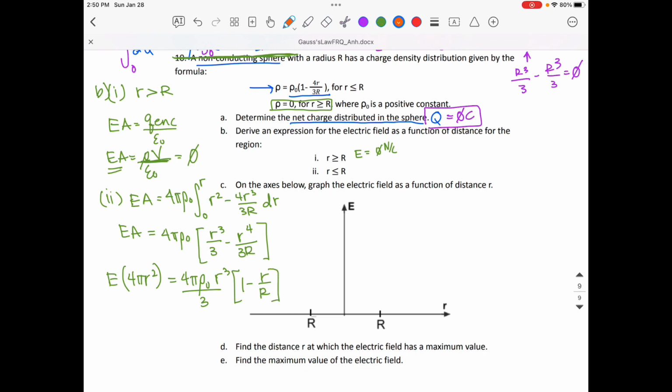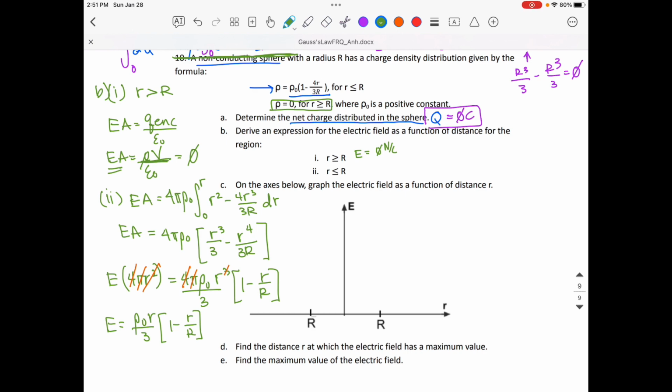So I can reduce: the 4 pi's cancel out, r squared cancels out with 2 of the r cubes, and my electric field here is equal to rho naught r over 3 times 1 minus r over big R. And I think in your equation sheet, they might have distributed the 3 in the denominator, but they turn out to be the same equation.